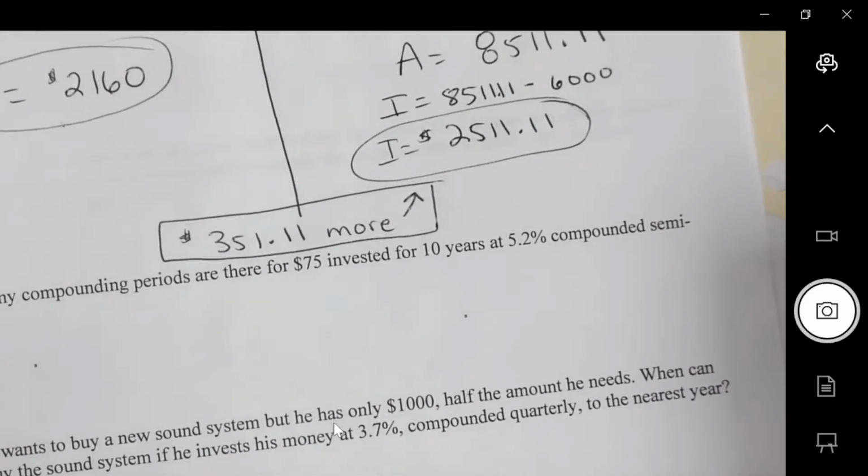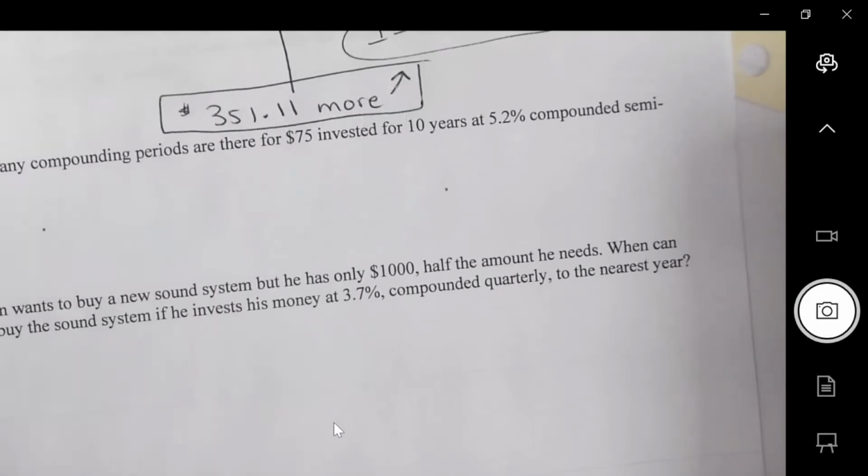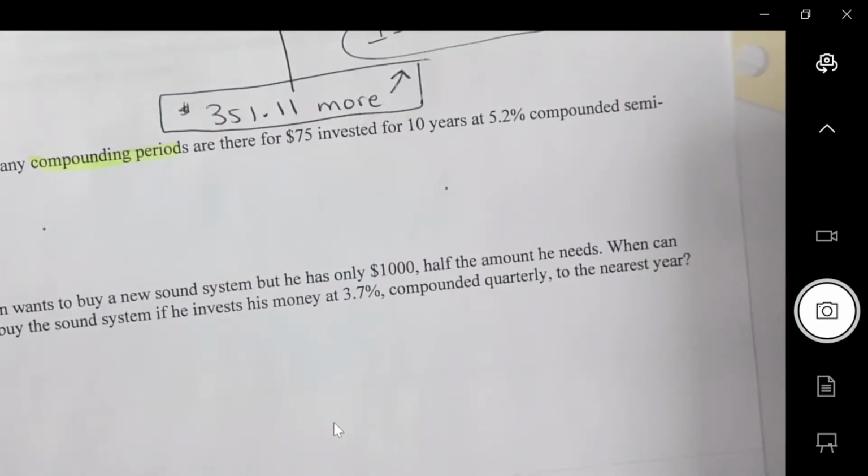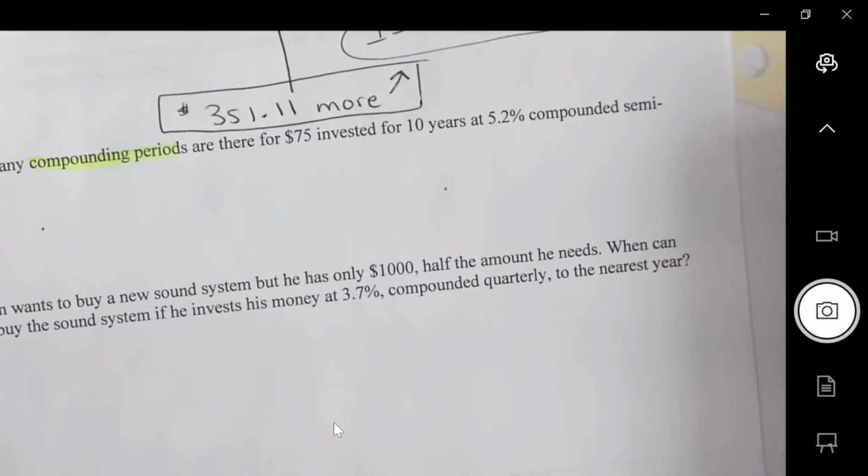Okay, number 6. How many compounding periods are there? I want you to read the whole question, and then I'm going to give you the strategy. Okay, how many times does your money get compounded?